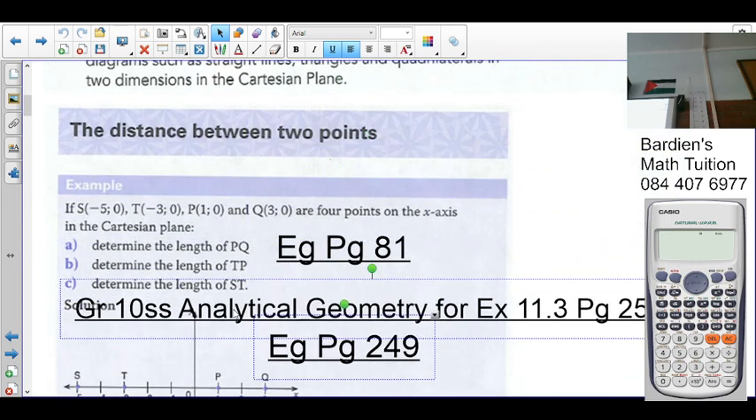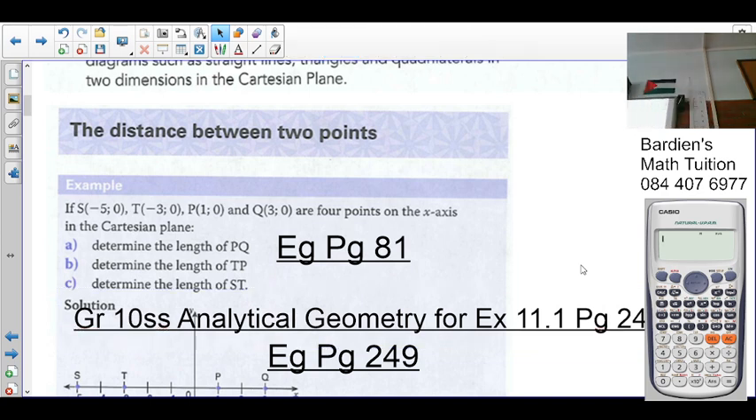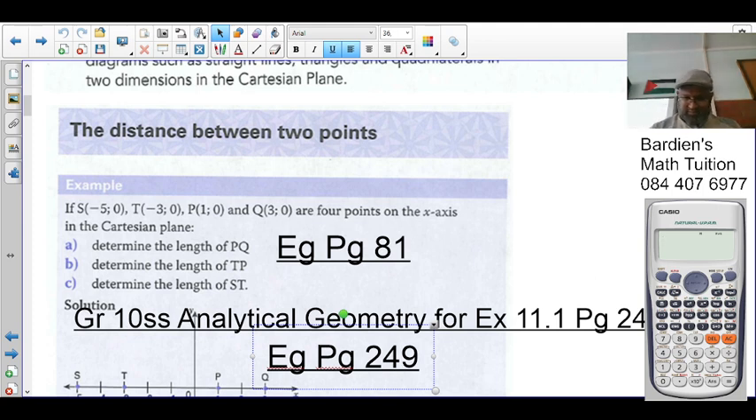Okay, so we're going to look at the examples now for exercise 11.1. And exercise 11.1 is on page 241. Now, even these examples that we're going through is on page 240.